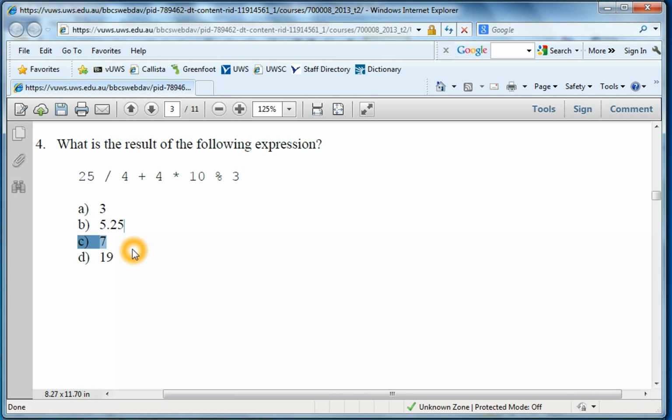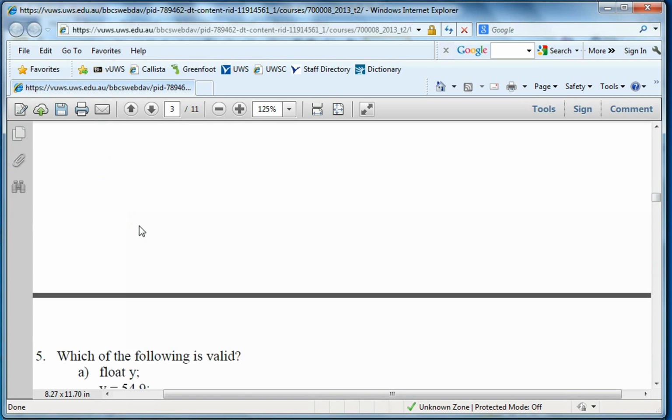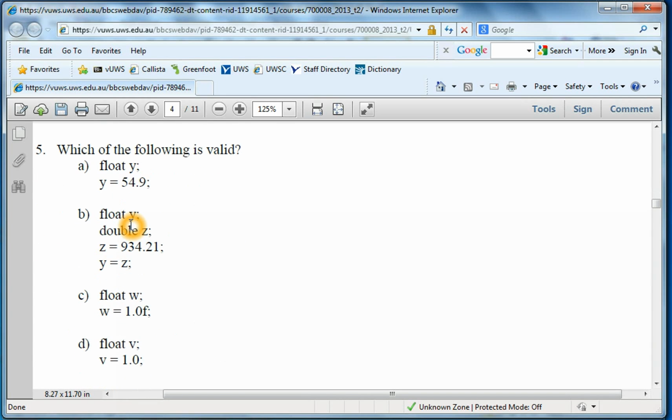Okay. Now let's look at question number 5. Question number 5 is, which of the following is valid? Whenever you declare something as a floating point number, the value that's going into it must have an F. So the only one that has an F here is this. So that's the answer C.